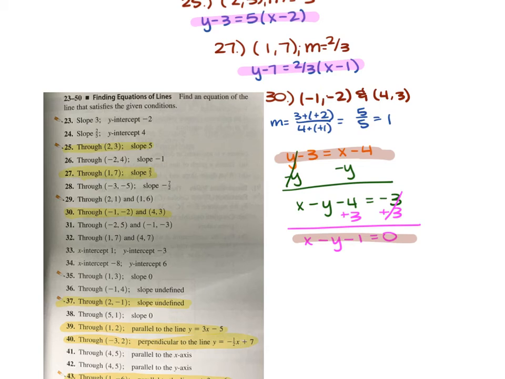For 37, we go through 2, -1, and our slope is undefined. So if our slope is undefined, we want to try to remember which line that is. So we can look back at our undefined slope. We have an ordered pair that goes through 2, -1. If it's going through the x-axis, it's just going to be x is equal to a number, which in this case is the x value of that ordered pair. So it's just x is equal to 2.